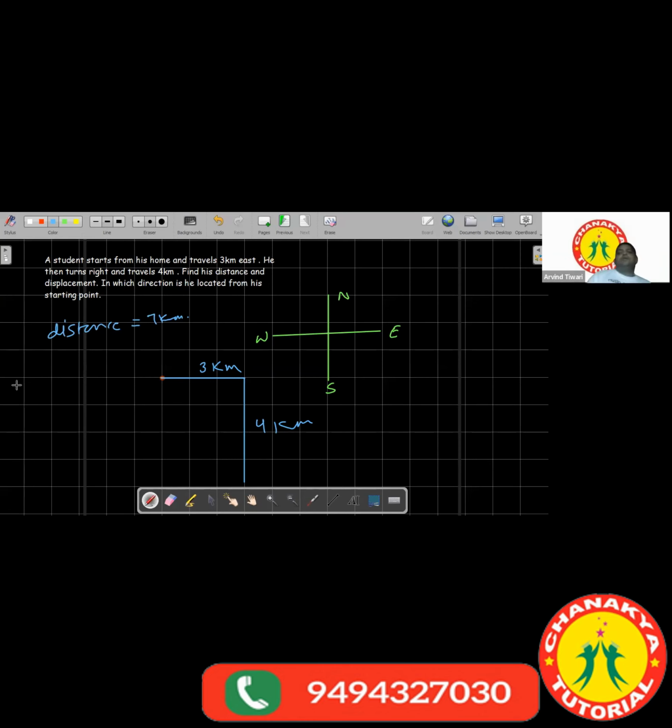Okay, so the distance is 7 kilometers and displacement would be 5 kilometers southeast. It's towards southeast from its starting point. If you observe from the starting point, he is currently located in the direction of southeast.